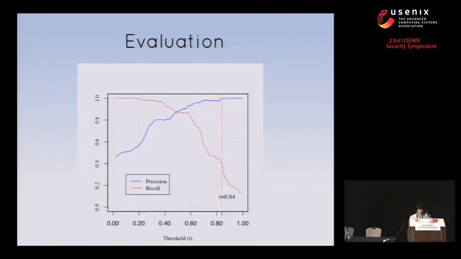So when we plot the same result against the varying threshold value, we can see that when the threshold value is 0.84, we get the highest precision with good recall. So in our next experiment, we use this value.